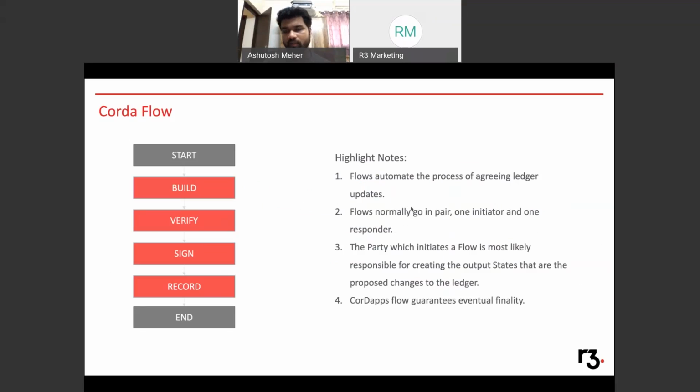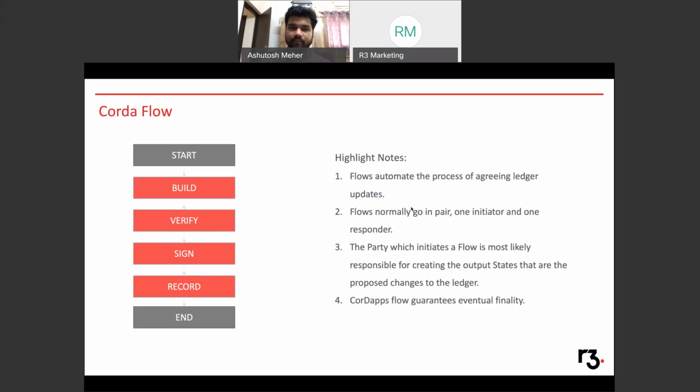And then flows normally go in pairs, not always the case. You could write a flow to do a vault query, which will generally not have a responder to it. But yes, they generally go in pairs if you're doing a transaction, because you need to communicate with counterparties. So there will be an initiator and there will be a responder flow available.